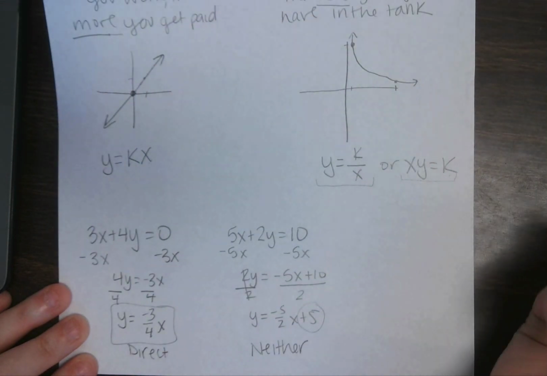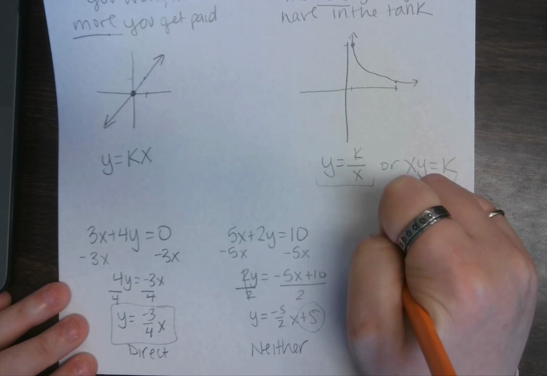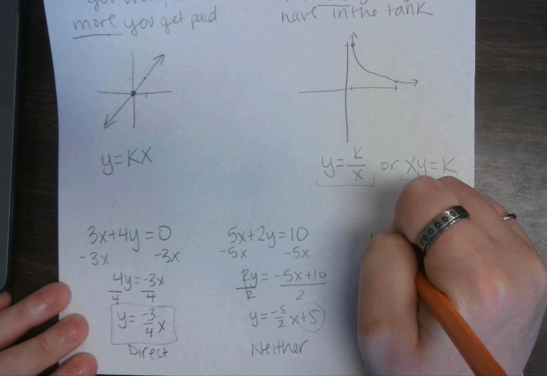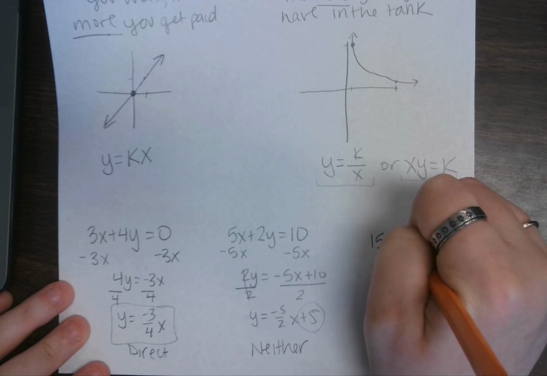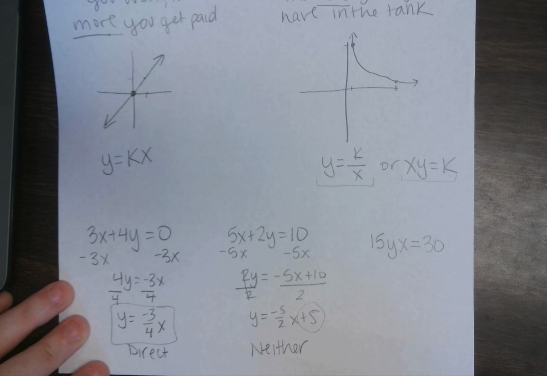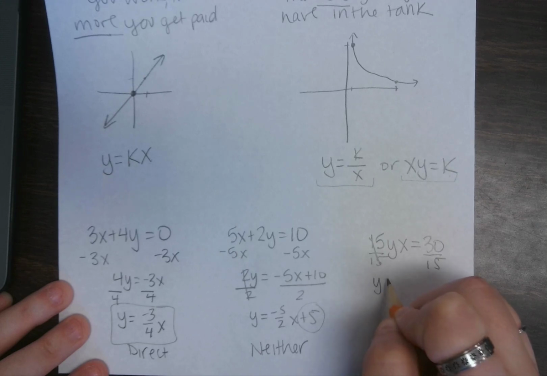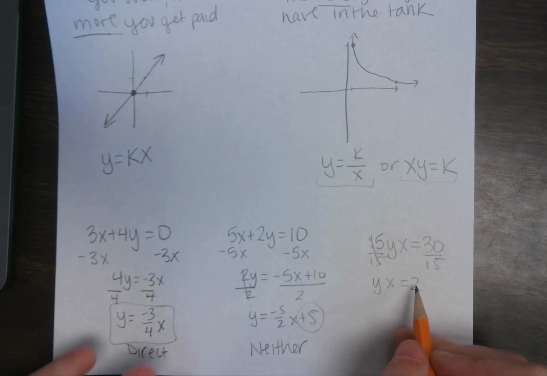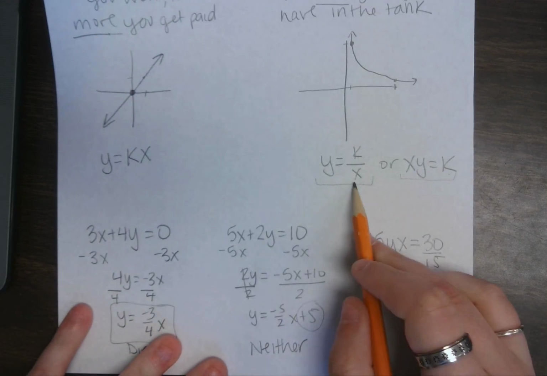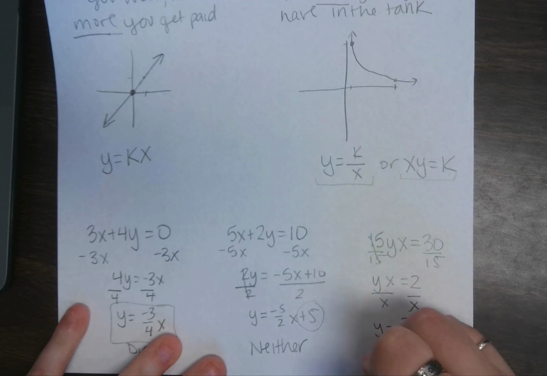Okay. And again, if we're looking for something that's inverse, and we had this form, like 15xy equals 30. I would divide the 15 to get my numbers together. This in and of itself would be enough to show that you have an inverse function. But if you wanted to get it in this form, you would need to divide x on both sides. And this would be an inverse.